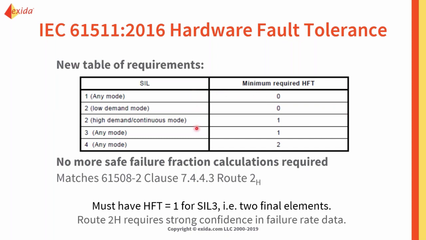You can just look at what type of demand mode you're in. If you're in low demand or high continuous demand mode, it's simply going to let you know your minimum hardware fault tolerance or that extra set of equipment that you need. So for 2H, if you meet all of the requirements and the device is 2H, it's saying for SIL 2, there doesn't need to be any extra equipment in low demand mode, but in high demand mode, you need one extra set of equipment. And it doesn't matter what demand mode you are in. For SIL 3, everybody needs at least one spare set of equipment.